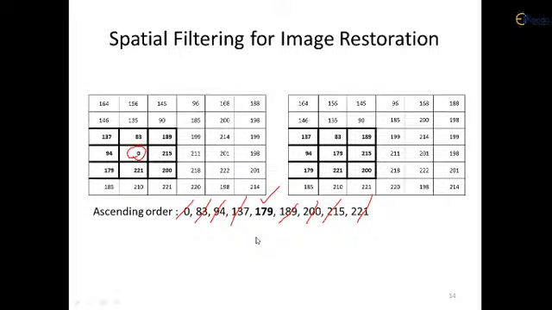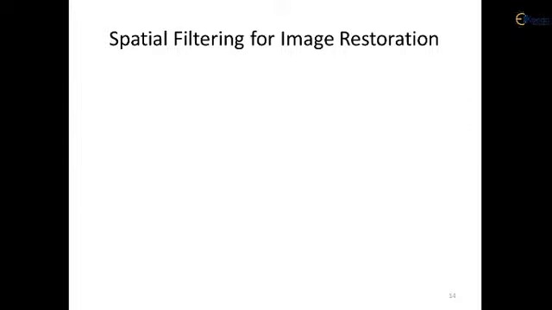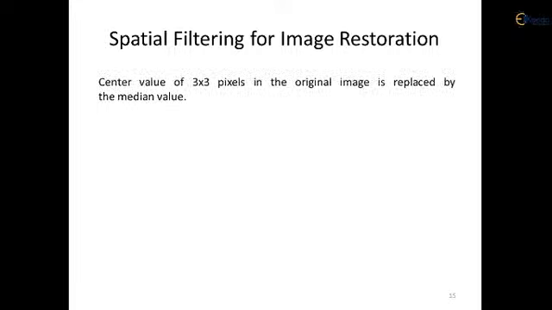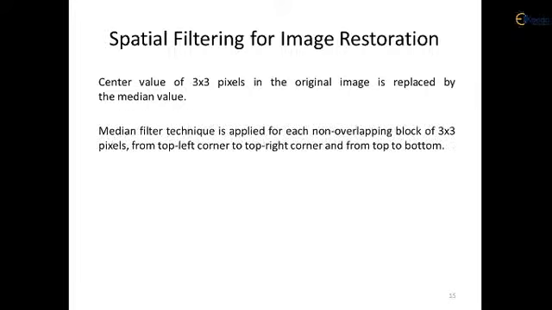So we can summarize the points here. The center values of the 3 by 3 pixels in the original image we have replaced by the median value. This point is very important while performing this filtering. The median filter technique is applied for each of the non-overlapping blocks of 3 by 3 pixels from the top left to the top right corner and from top to bottom. Always remember that for any image sample, the top left corner is the origin from where the filtering is supposed to start.